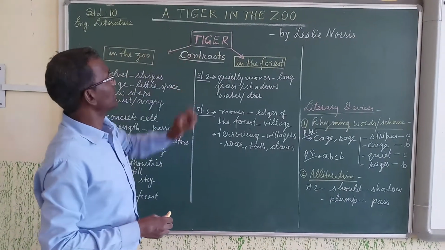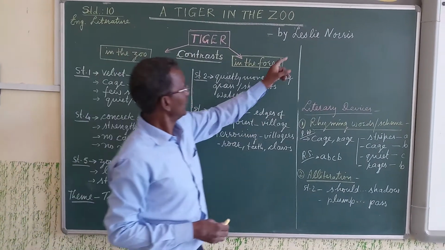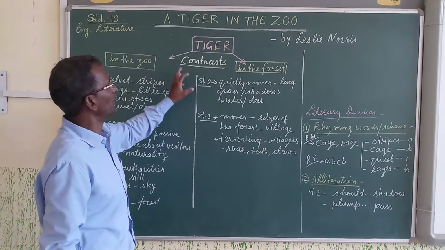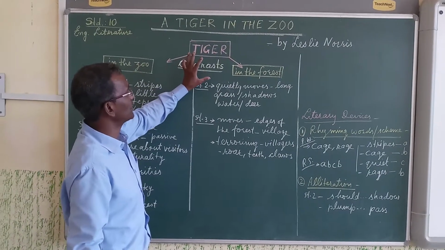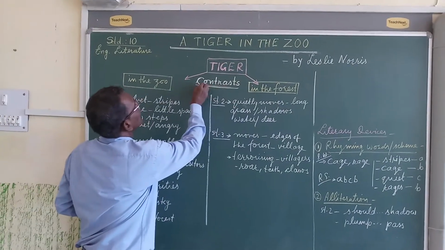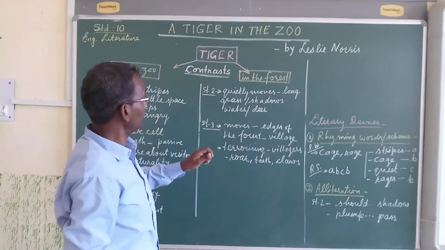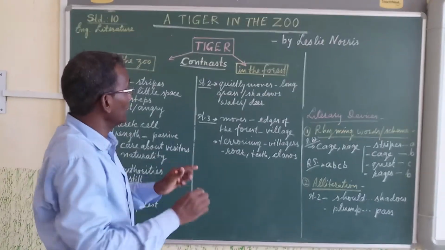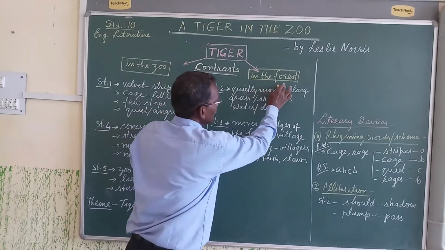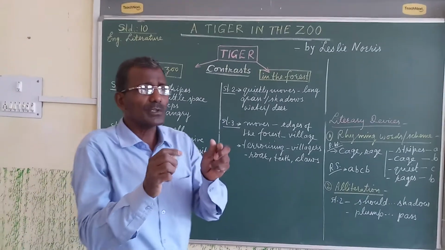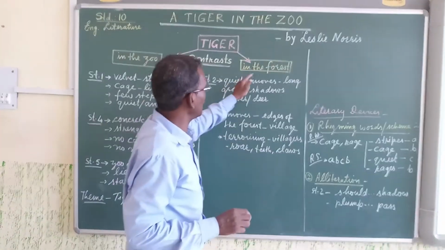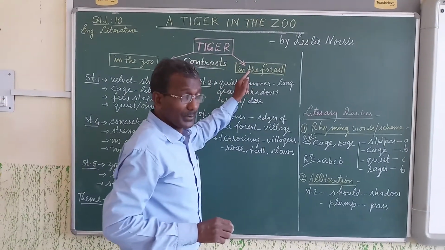The poem A Tiger in the Zoo, written by Leslie Norris. Students, basically this poem is about a tiger, describing the contrasts of the tiger in its life and behavior between when it is in the zoo and when it is in the forest. That means the same tiger, when it is in the zoo, how it behaves, and when it is in the forest, how it is behaving.